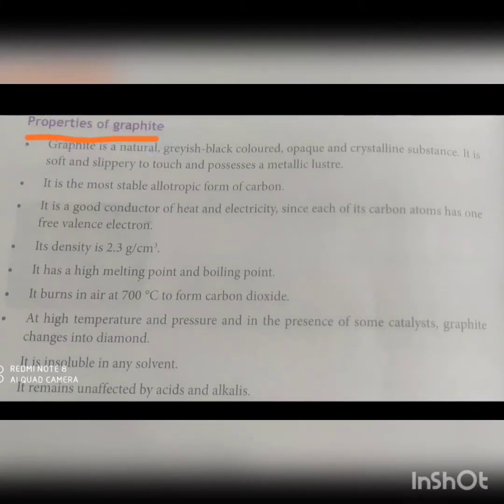Properties of graphite. Graphite is a natural grayish black colored, opaque and crystalline substance. It is soft and slippery to touch and possesses a metallic luster. It is the most stable allotropic form of carbon. It is a good conductor of heat and electricity, since each of its carbon atoms has one free valence electron. Its density is 2.3 gram per centimeter cube. It has a high melting point and boiling point.